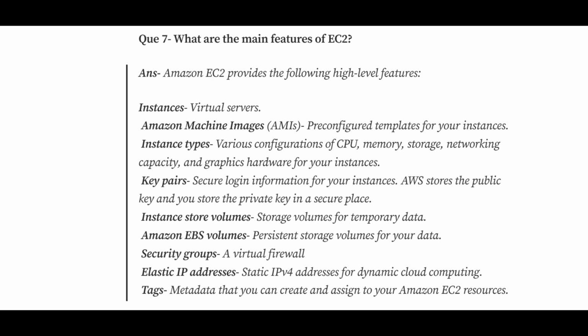Then we talk about elastic IP addresses. These are your static IPv4 addresses for dynamic cloud computing. Then another thing that we talk of is tags. Tags are the metadata that you can create and assign to your Amazon EC2 resources. In short, tags are like an exercise which everyone knows they should do, but it is hardly done. But it's a good practice to maintain tags.